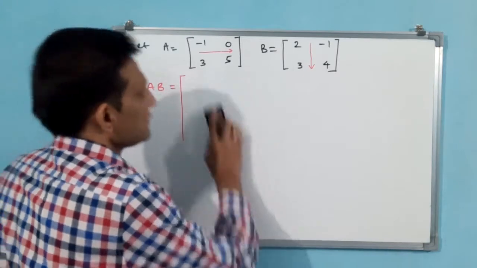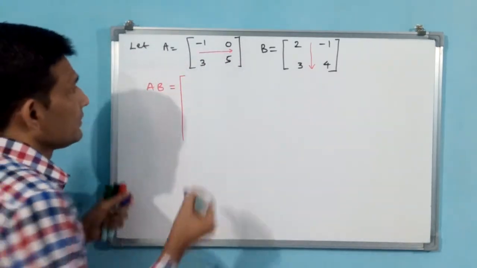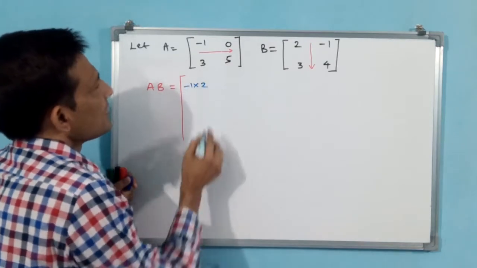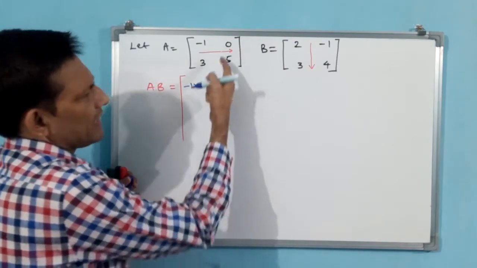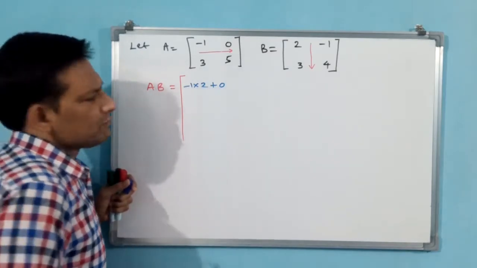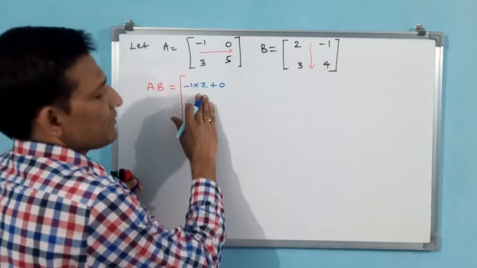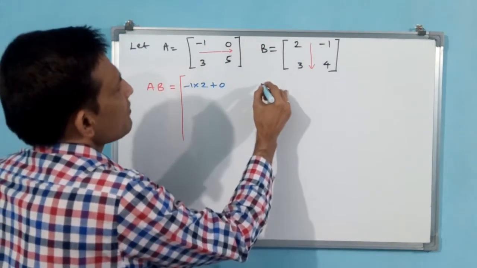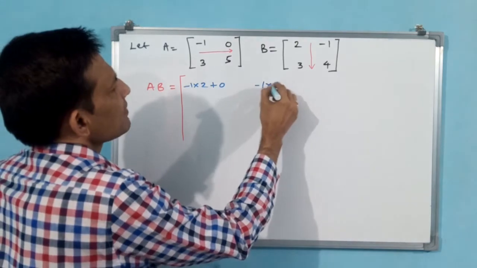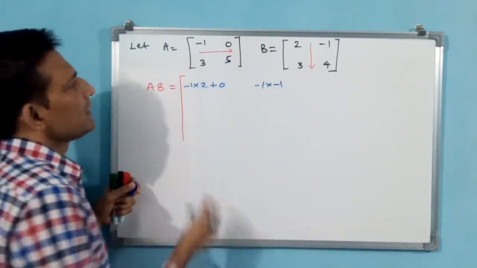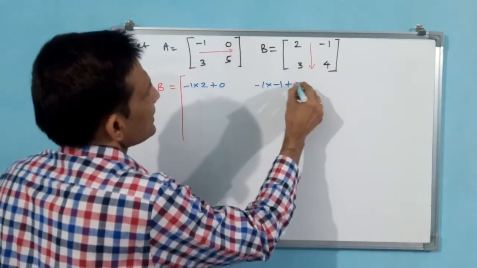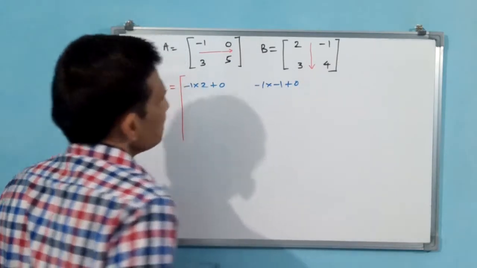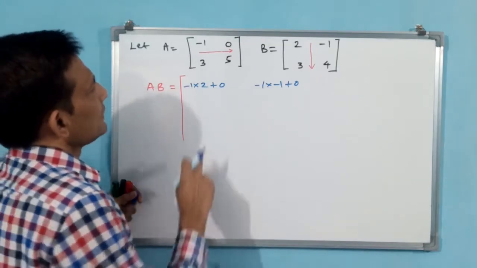Now you see, we are doing here. First row, first column: minus 1 into 2 plus 0 into 3, that is 0. This is first row, first column. Now first row, second column. Here it will come. First row: minus 1 into minus 1, plus 0. That's all.